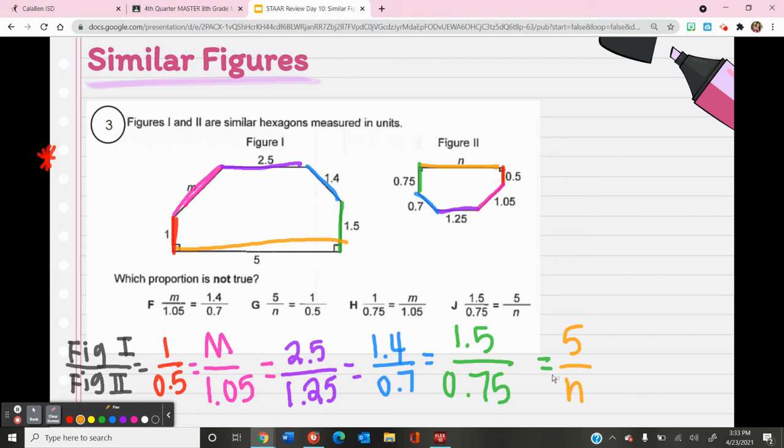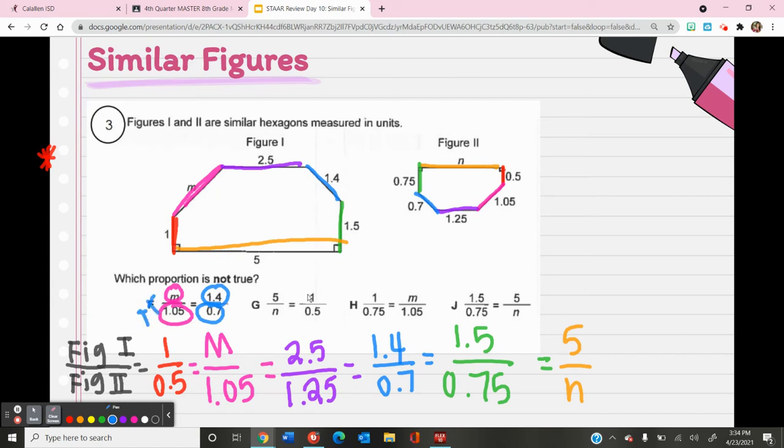So here we're going to solve this a bit differently. If you don't like the other way, here's going to be another way. So for here, M I have as pink, and 1.05 I have as pink. And again, our proportion is asking us for which one is not true. I'm going to color code this. So for 1.4 we have blue, and 0.7 we have blue. So here, this checks out. This one is true.